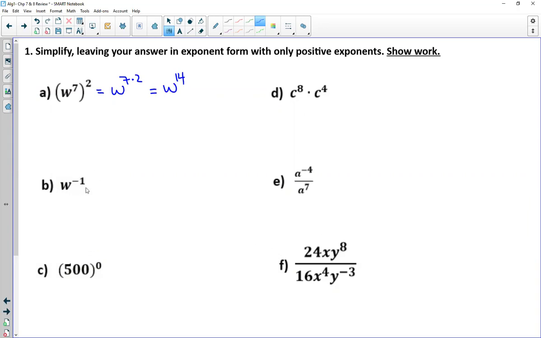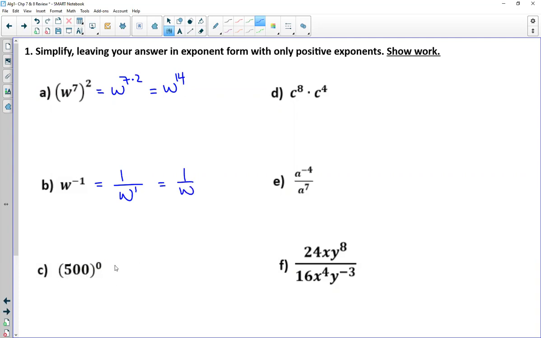For part B, anytime you have a negative exponent, we're going to bring the base that it's attached with, and we're going to flip it. So this is going to be 1 over w, and when we flip it, we change it from a negative exponent to a positive exponent. So we're just left with 1 over w.